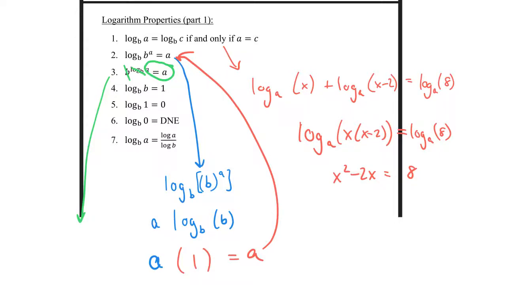Rule 4 is almost common sense. Convert this to log. Convert this to exponential. B to the 1 equals b. Absolutely. Anything to the 1 is itself. So to prove rule 4 true, convert that back to exponential. This would read, the base remains the base, and then this is the exponent. B to the 1 equals b.